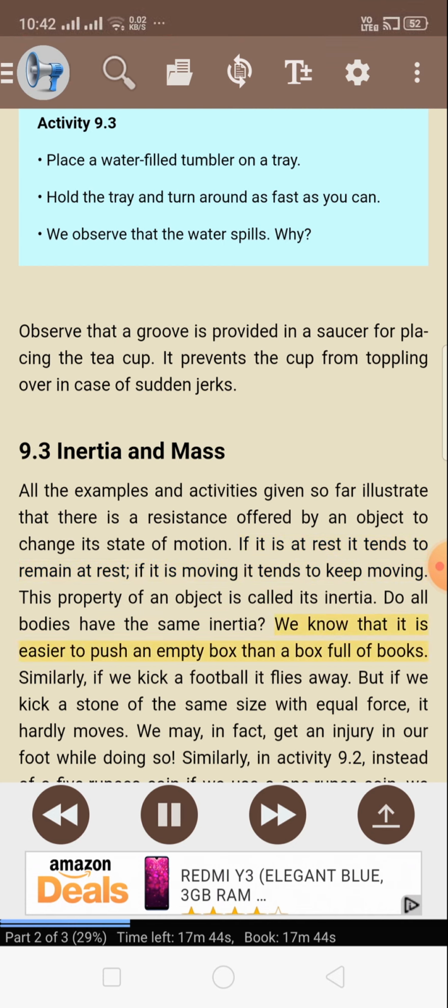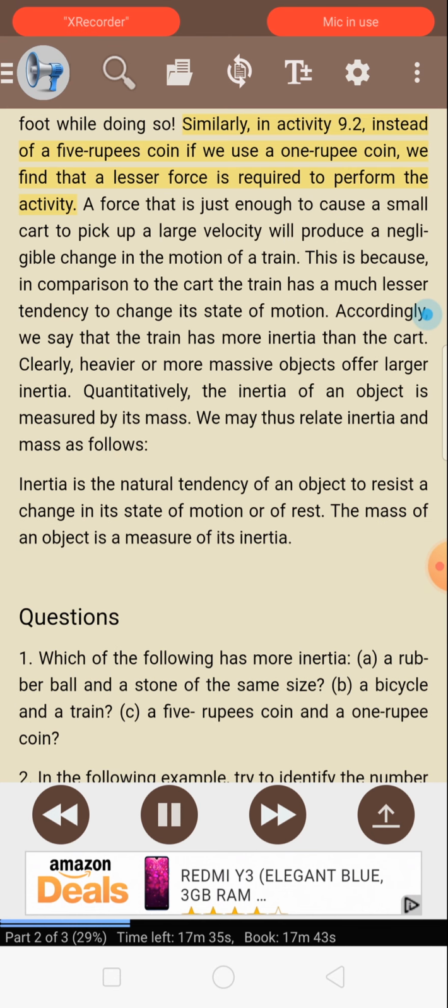We know that it is easier to push an empty box than a box full of books. Similarly, if we kick a football, it flies away. But if we kick a stone of the same size with equal force, it hardly moves. We may, in fact, get an injury in our foot while doing so. Similarly, in activity 9.2, instead of a 5 rupee coin, if we use a 1 rupee coin, we find that a lesser force is required to perform the activity.